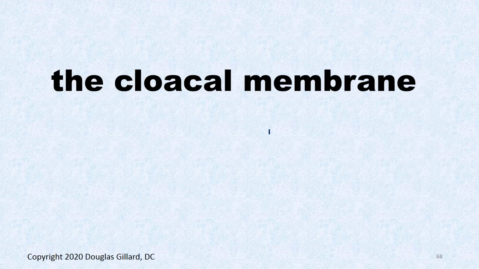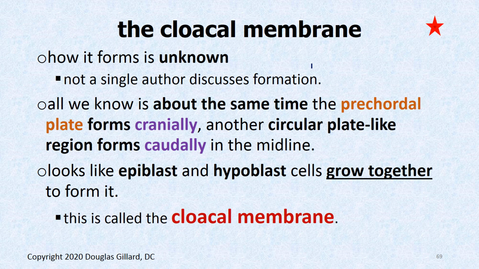Okay, so a little bit more housekeeping to do before we can call it. Gastrulation is still not complete. There's a caudal membrane, or a cloacal membrane. How it forms is all over the place, and we just don't know for sure. But we know about the same time the prechordal plate pops up cranially, another circular plate forms caudally back in the midline. And it looks like the epiblast and hypoblast cells pinch together and just squirt the mesoderm cells that are forming away from it.